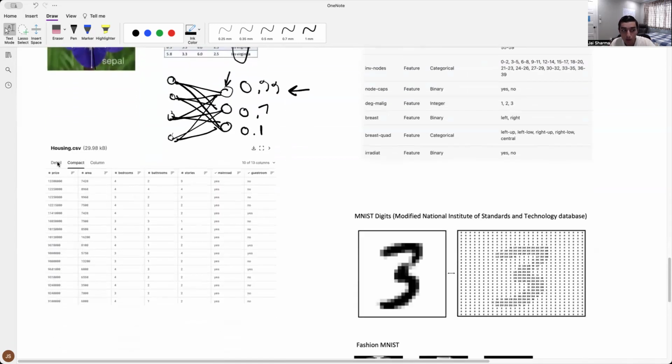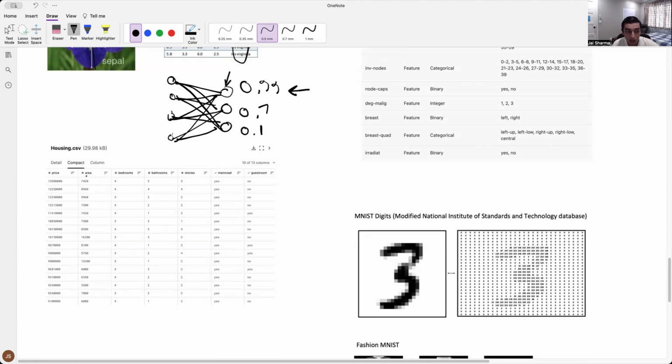Over here, you can see a housing data set. I think this is houses in California or something like that, where you're trying to predict the price of the house, given stuff about the area, the number of bedrooms, bathrooms, stories, whether or not there's a main road, and so on. And you're trying to predict the price. Notice that the price can technically range from negative infinity to positive infinity, I guess. And so that would make this a regression task.